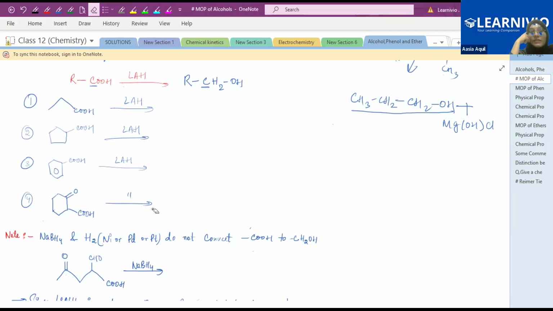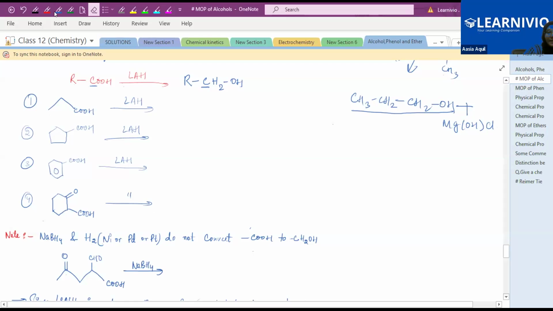And carboxylic acid, lithium aluminum hydride is the strongest reducing agent. It can reduce any of the three, whether it's a ketone. So ketone will get converted into a corresponding alcohol. Carboxylic acid will get converted into an alcohol. So it is the strongest reducing agent. It has the ability to reduce each and every group.